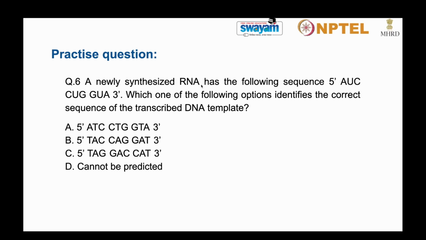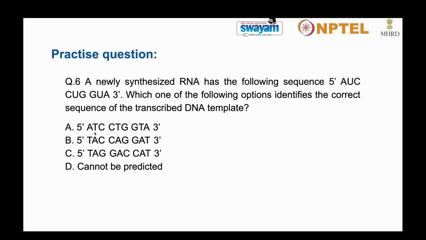A newly synthesized RNA has the following sequence: 5 prime, AUC, CUG, GUA, 3 prime. Which one of the following options identifies the correct sequence of the transcribed DNA template? So now you have to tell the sequence of the DNA strand, the DNA template strand. Keep this in mind: a DNA template which is synthesizing this particular RNA sequence, what would be that DNA strand? So the options.